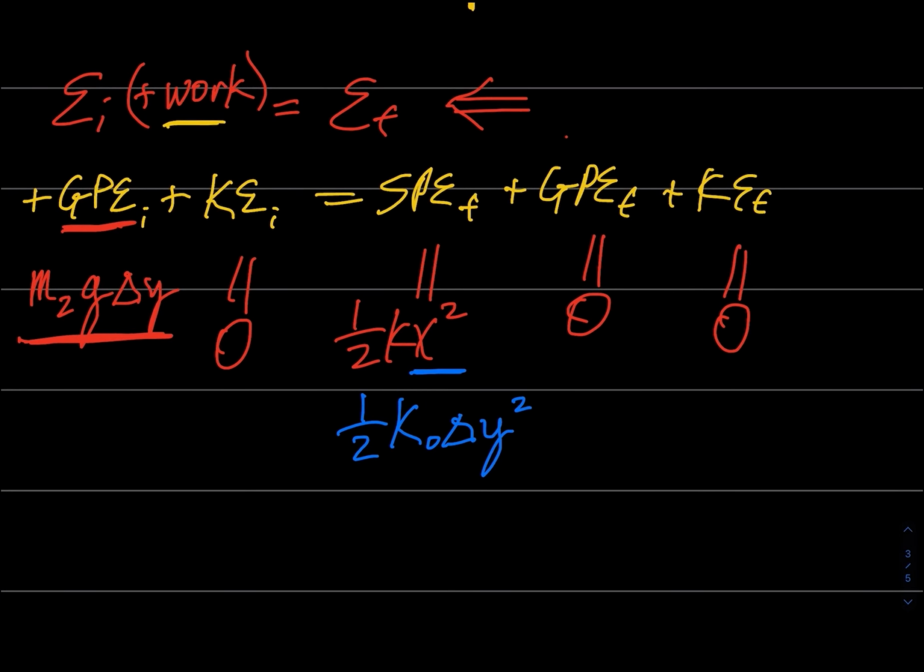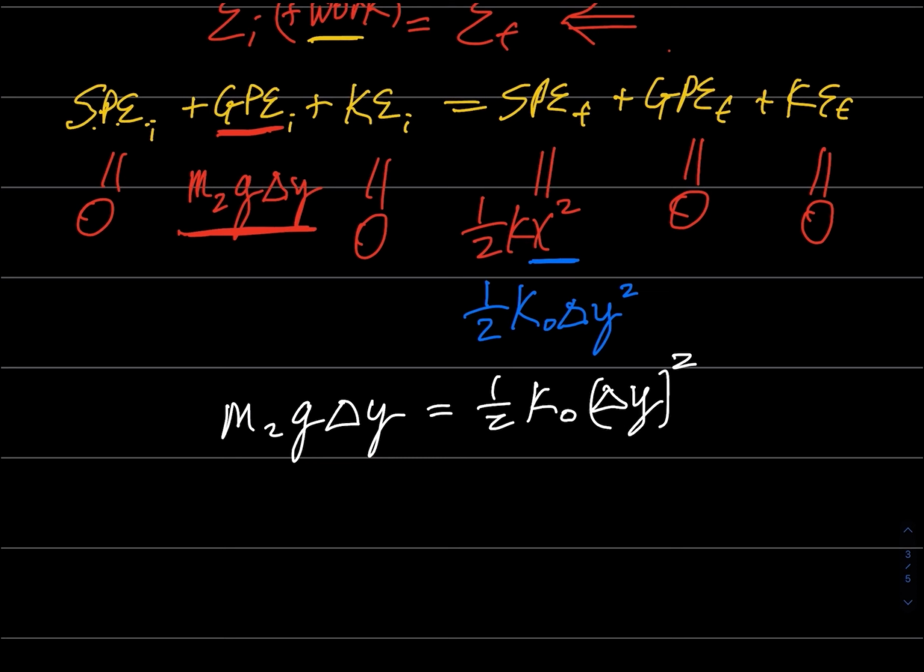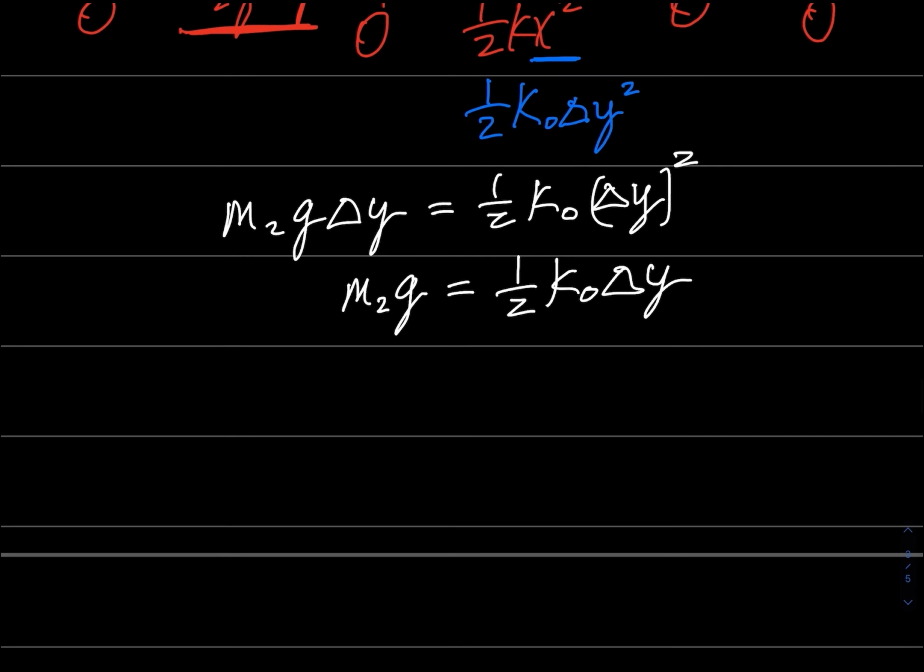All right, so let's go ahead and solve this simple puppy here. We have m2 g delta y equals 1/2 k sub naught delta y squared. Let's take a delta y out of each side. m2 g equals 1/2 k sub naught delta y. And what are we looking for? Oh yeah, we're looking for how far the block fell before it stopped moving. That's delta y. Okay, let's do what Steve likes and do it one step at a time.